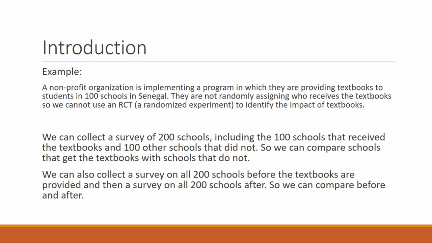So imagine that we collect data on 200 schools, including the 100 that received the textbooks and 100 schools that did not. This would allow us to compare between schools that received the textbooks, aka the treatment group, and schools that did not receive the textbooks, aka the control group.